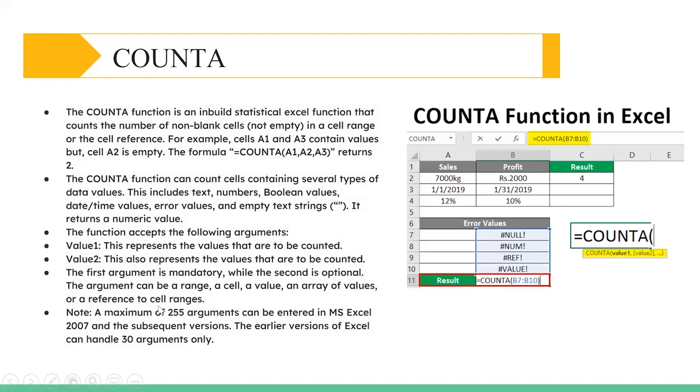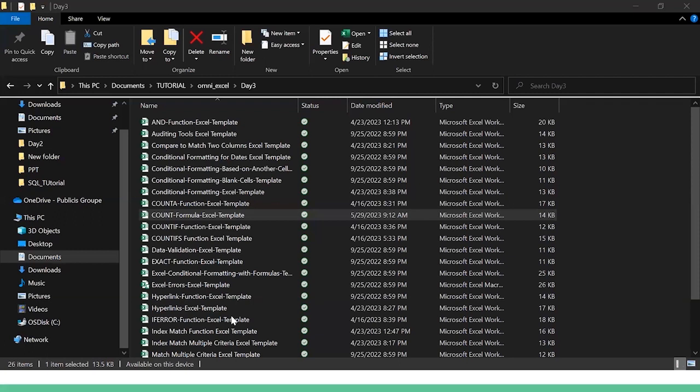A maximum of 255 arguments can be entered in MS Excel 2007 and subsequent versions. The earlier versions of Excel can handle 30 arguments only. So prior to 2007 it could only handle 30 arguments, but now it can handle 255 arguments. Let's see how this works.